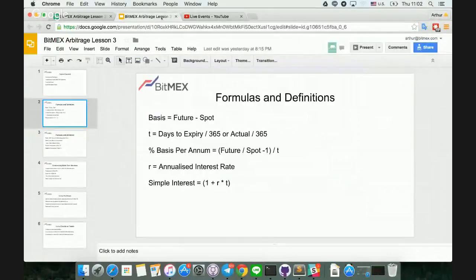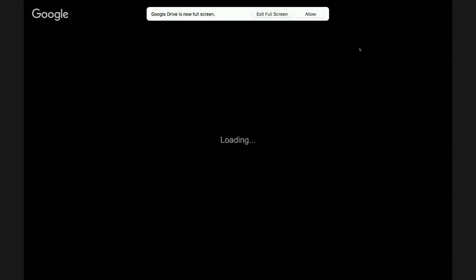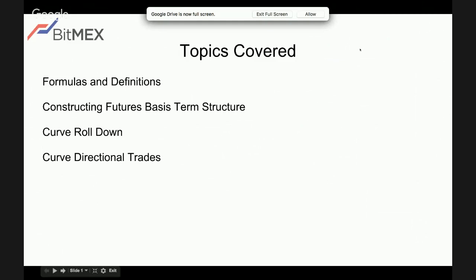So now I'm going to share my screen and go to the slide deck. Okay, so in lesson three, what we're going to cover, first, I'll go over some simple formulas and definitions that I'll be using throughout this lesson. Then I will describe how to construct the futures basis term structure. Then we'll focus on curve roll down trades and curve directional trades.